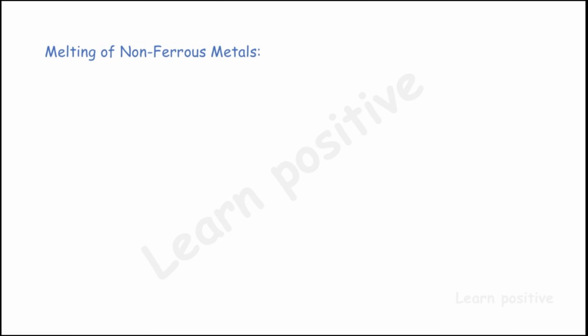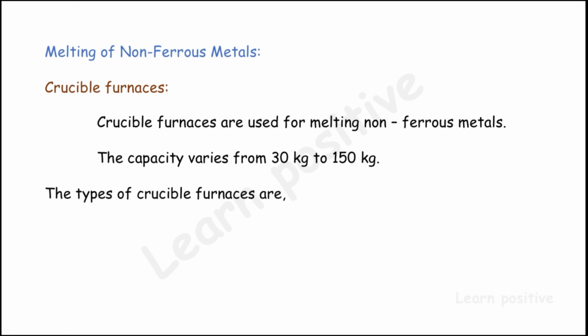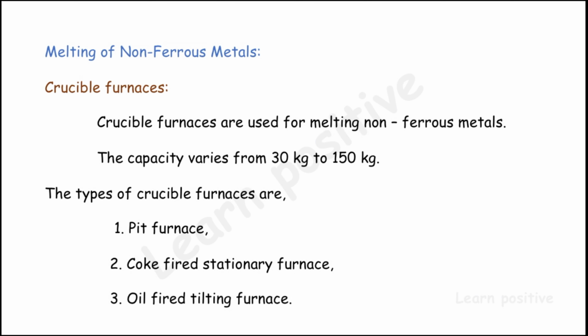Today's topic is melting of non-ferrous metals, for which we are using the crucible furnace. In the crucible furnace we are going to melt the non-ferrous metals. The capacity of the crucible furnace is 30 kg to 150 kg, and the types of crucible furnace we are using are: pit furnace, coke fired stationary furnace, and oil fired tilting furnace. We will see them one by one in detail.